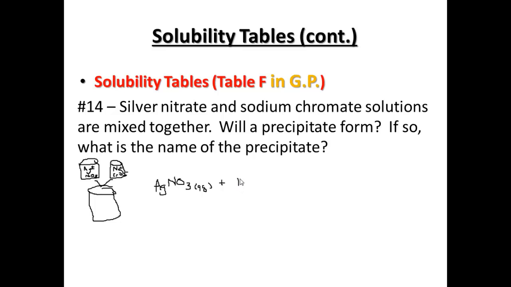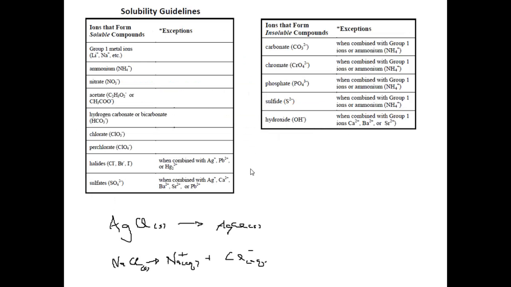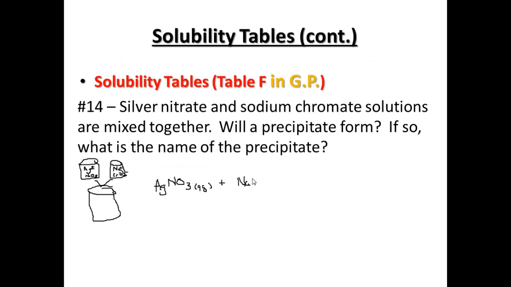Then we have sodium chromate. Sodium's a +1, chromate is a 2-. So since we have a +1 charge right here and a 2- charge over here, we're going to need 2 of these to cancel the charge. So Na2CrO4, and this is going to be aqueous. Remember, all the group 1 metals are always going to be soluble. So it will dissolve.